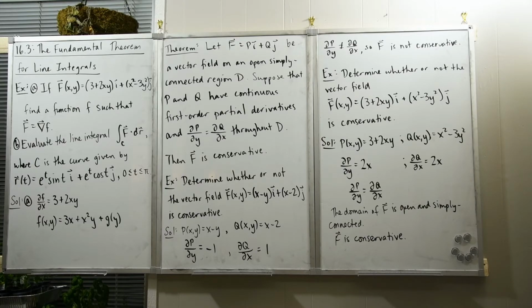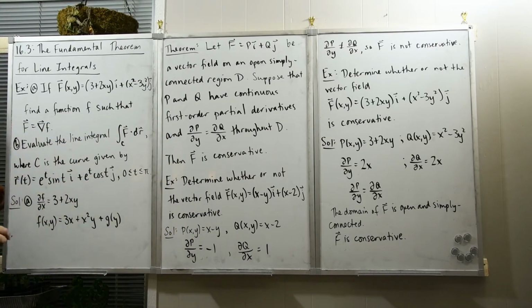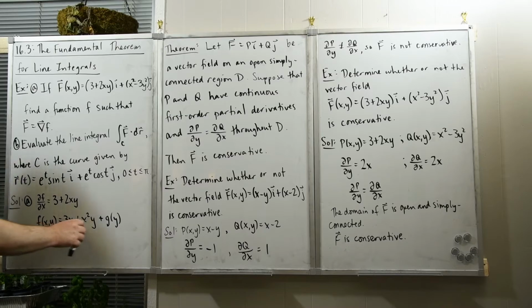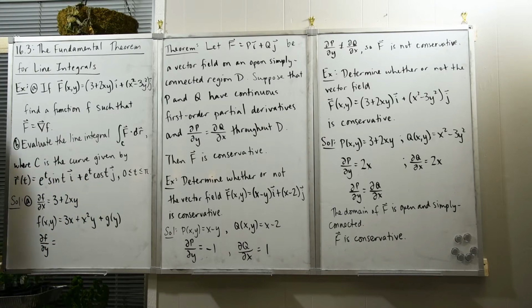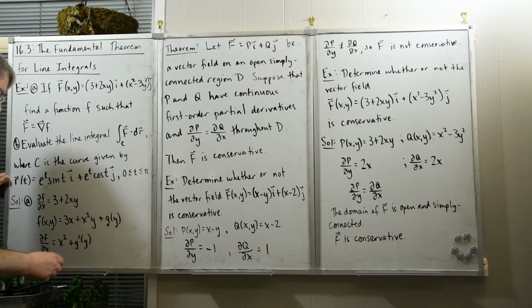Now, from here, we're going to need to figure out something about the partial of f with respect to y. And we can do that in two different ways. Number one, we can take the partial of this thing with respect to y directly, but we also know that the partial of f with respect to y is the component function here for j. So first off, let's take the partial of f with respect to y directly here. What we'll get is partial f with respect to y is equal to, well, 3x is treated as a constant, it differentiates to 0. X squared y would differentiate to x squared, and then the g of y would differentiate to g prime of y.